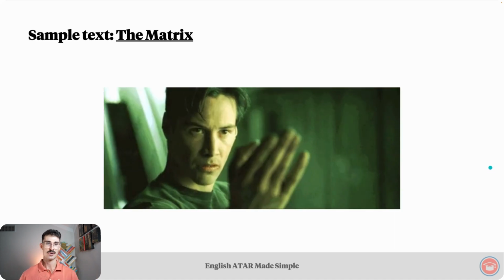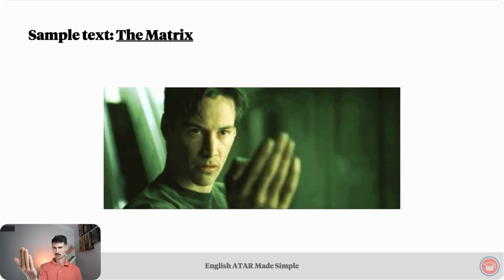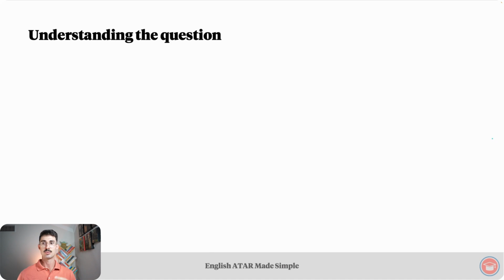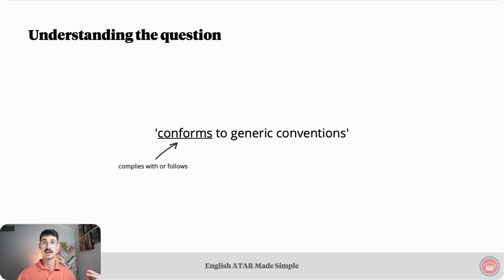The text we're going to refer to is The Matrix. If you haven't seen it, go do yourself a favor and watch it. It's easily in my top 5 of all time, plus it has Keanu Reeves. Firstly, let's make sure we understand the relevant part of the question, which is conforms to generic conventions. We know from the previous lesson that conforms basically means to comply with or follow.